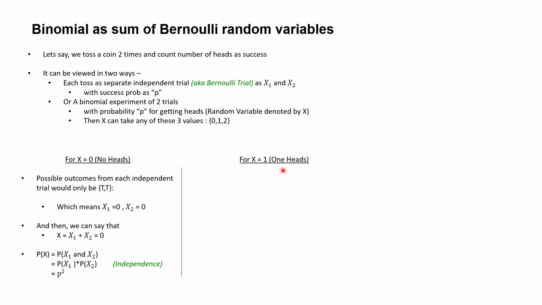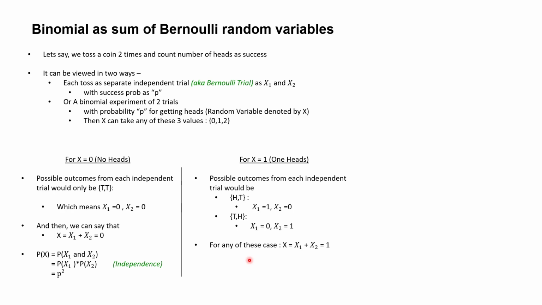If x equal to 1, it means 1 head. So this head can come from the first trial, right? First heads and then tails, which means x1 equal to 1 and x2 equal to 0. Or it can come from first tail and second head, right? It means x1 equal to 0, x2 equal to 1. In any of these cases, if x has to be 1, then we can easily say that x will always be equal to x1 plus x2, right?